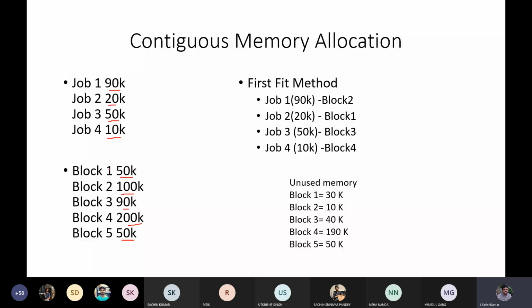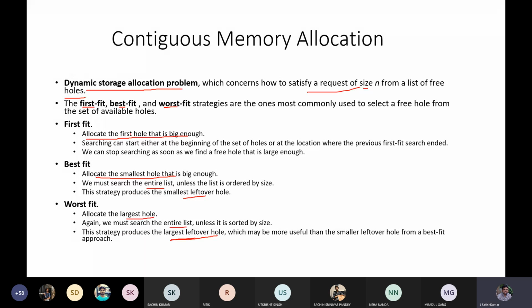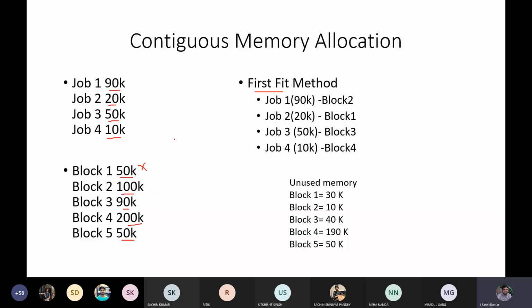Now, to allocate job 1 to a block, it will verify first in block 1. 90 kilobytes is greater, so it will not allocate. Then job 1 will search block 2. 100, yes, it is available, it is large enough. The first fit method says to allocate the first hole that is big enough. So 90 is sufficient to fit into block 2. So job 1 will go into block 2.